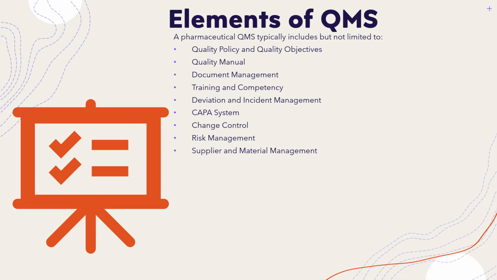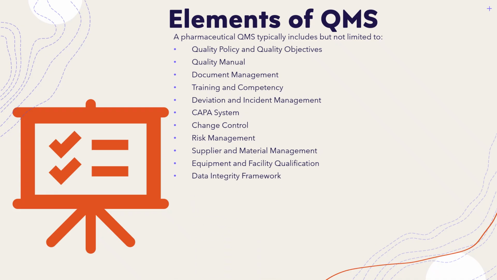Next is supplier and material management. This ensures all materials, components, and services meet the quality standards, which includes supplier qualification, audits, verification, and ongoing performance monitoring. Next is equipment and facility qualification. This ensures that equipment, utilities, and facilities are designed, installed, and operated so that they consistently perform as per the intended use, which covers DQ, IQ, OQ, PQ, calibration, and preventive maintenance, etc.